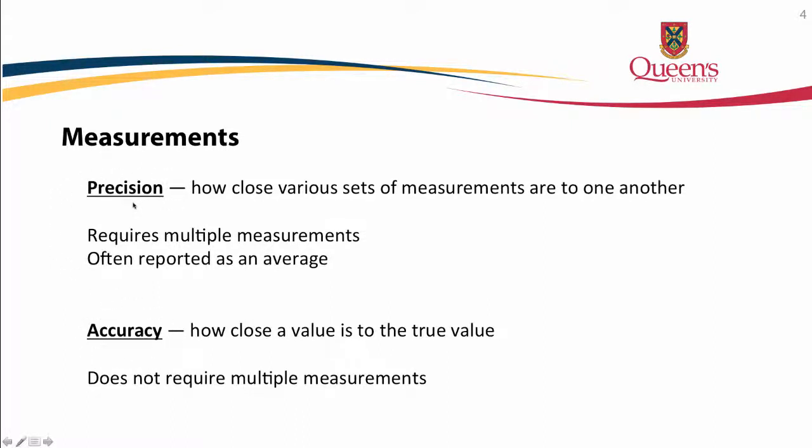How about precision? Precision is defined in your textbook as how close various sets of measurements are to one another. But inherently it requires multiple measurements in order to do this.